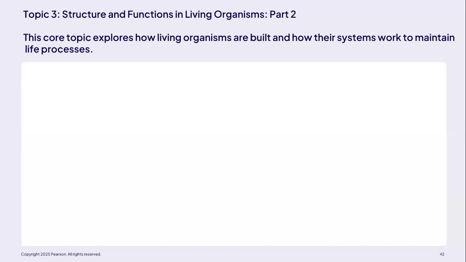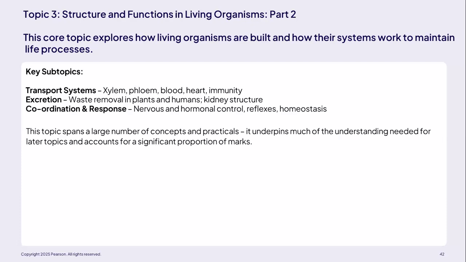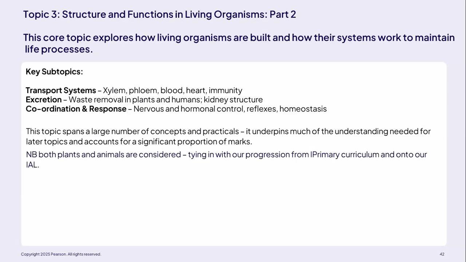And then if we get on to topic 3, which is the second part of structure and function in living organisms, so it takes it further and it explores how living organisms are built and how their systems work to maintain the life processes. So it looks at transport system, excretion, coordination and response. And again, it is both plants and animals, and the exemplar species for animals is humans. And again, it covers a large number of concepts and practicals and underpins much understanding needed for later topics.